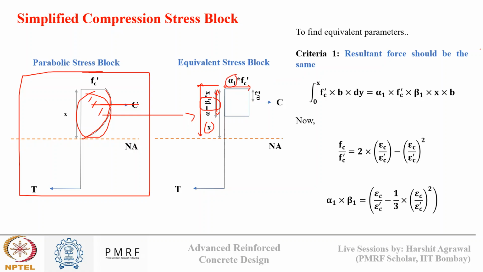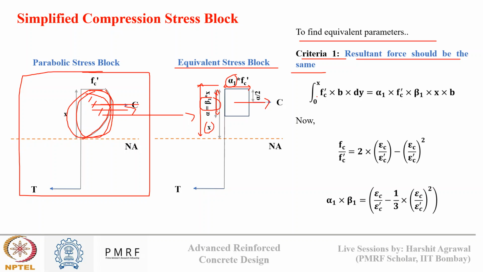Okay, so to find these equivalent parameters, we have two conditions. First criteria is the resultant force should be the same. So whatever force this stress block was offering, it should be offered by this stress block also. Okay, then only we can say we have made an equivalent stress block. Okay, so what is the force offered by this stress block? It is nothing but the entire area. What is the area of this block?